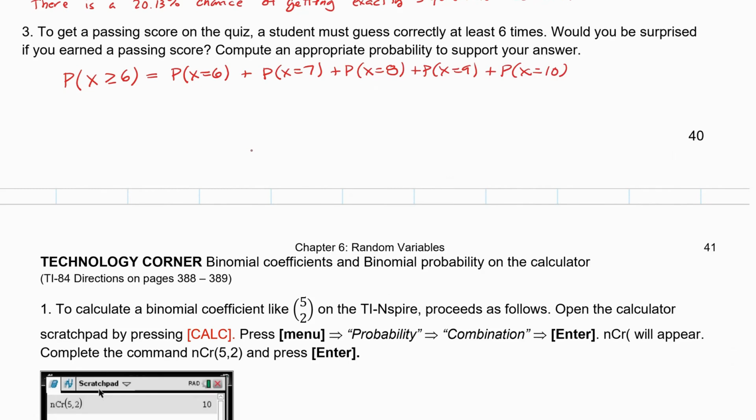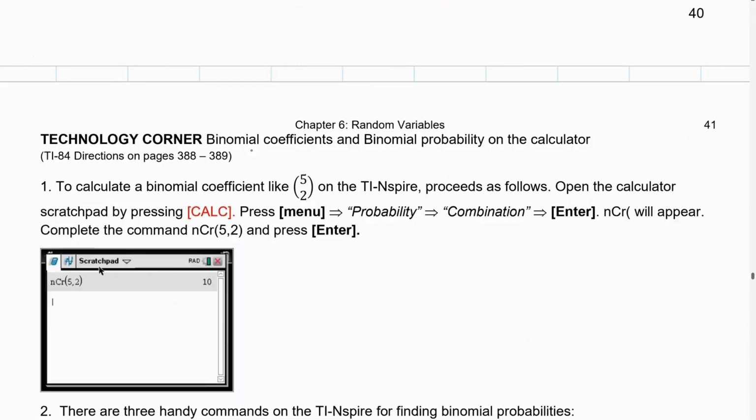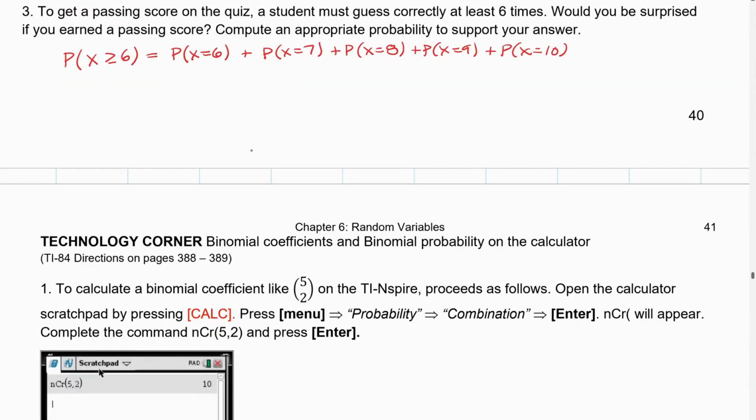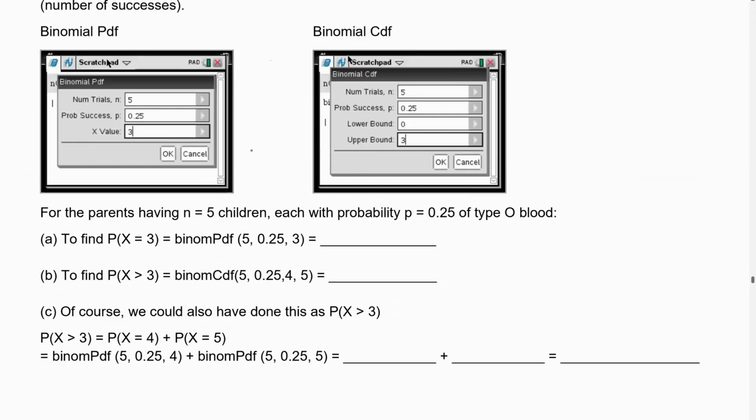But I think that's a lot of work, and maybe it's time to take a look at more technology that would make this problem a little bit easier. First of all, could I calculate the probability of getting exactly 6 right by hand? I could, but I'm going to introduce a new idea, something called the binomial PDF function, which will give us the probability of some exact outcome in a binomial situation.